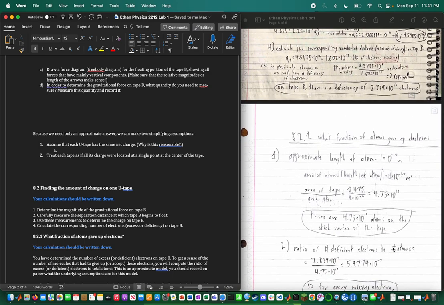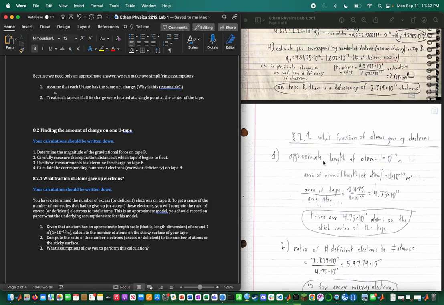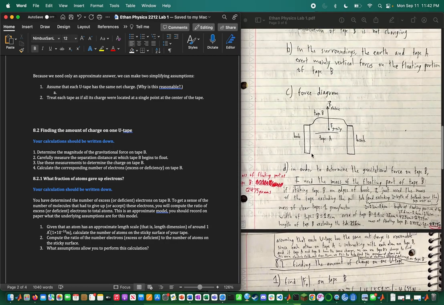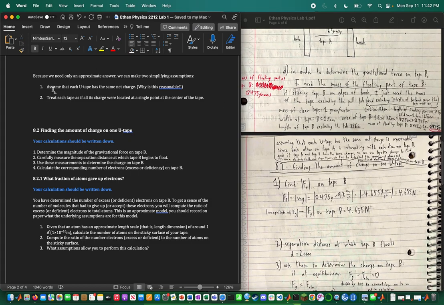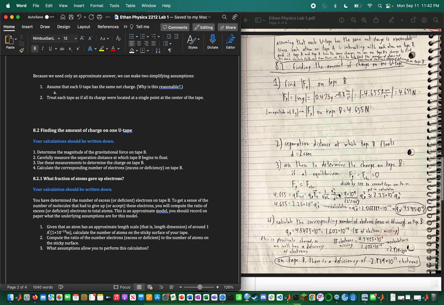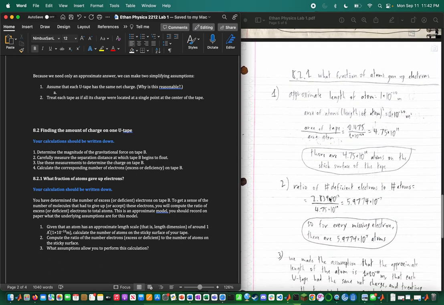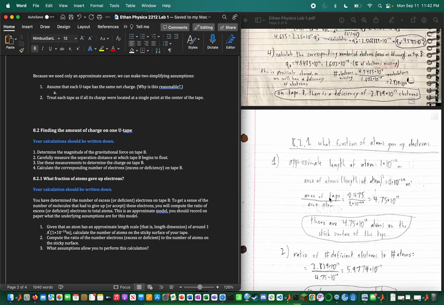From here, we need to find what fraction of atoms gave up electrons. We are able to do all of this because of our two assumptions that each U-tape has the same net charge, and I need to stress the importance of this, we must treat each tape as if all of its charge were located at a single point, because this allows us to use the formula for the point charge, and this helps us calculate these values by setting the forces equal to each other.